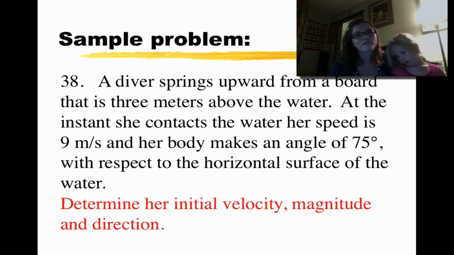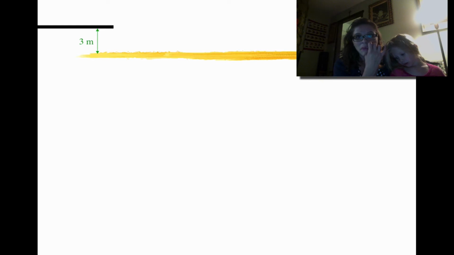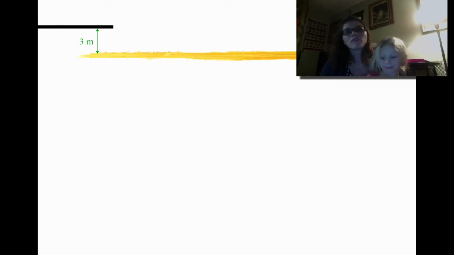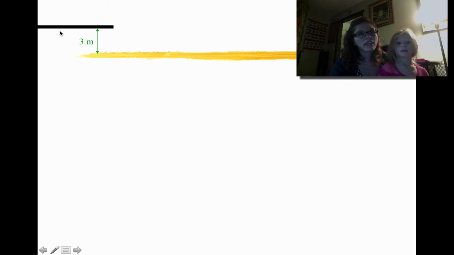Okay, so here's the diving board. The first thing you want to do with these problems is definitely draw a picture. Draw a picture is key. So here's the diving board right here, and it's 3 meters above this water.